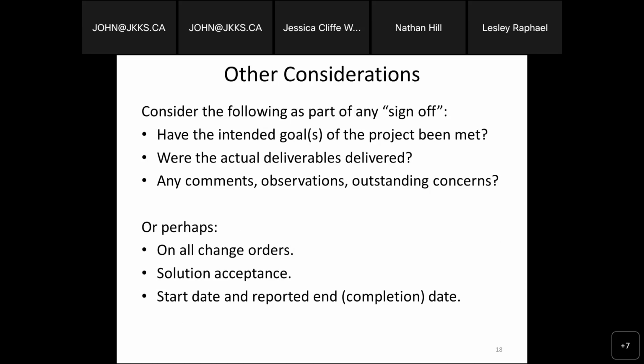So for example, we might have disagreement between the parties in a construction contract. Or perhaps even thinking about things such as, what about all change orders? Because we are now changing the contract and the terms of the contract through change orders. And has there been a solution acceptance, which gets back to any comments, observations, or outstanding concerns? And sometimes it may even be deemed regarding the start date and the reported end completion date. Again, these are some of the issues that can be involved with a project and a project sign-off.